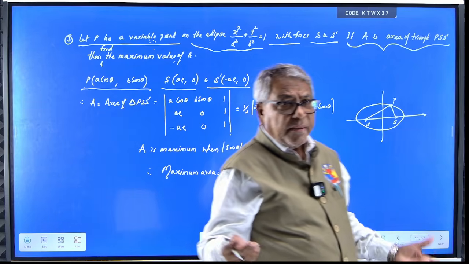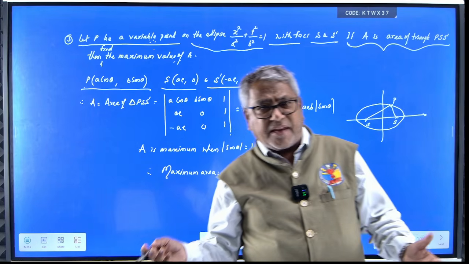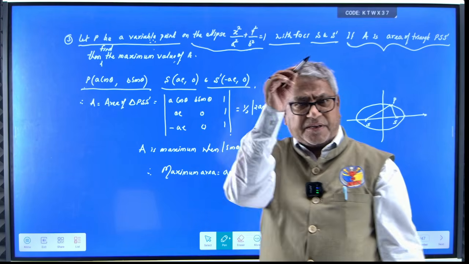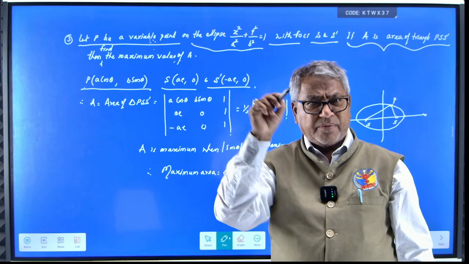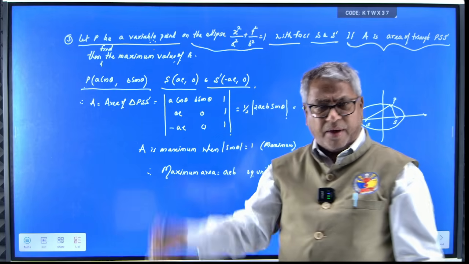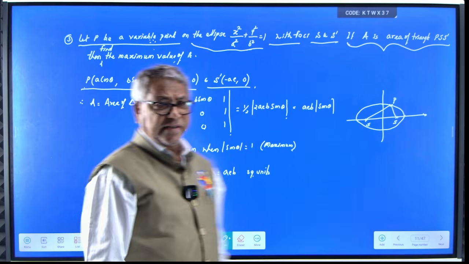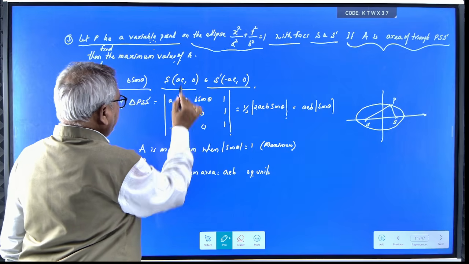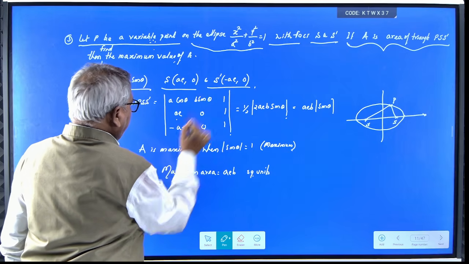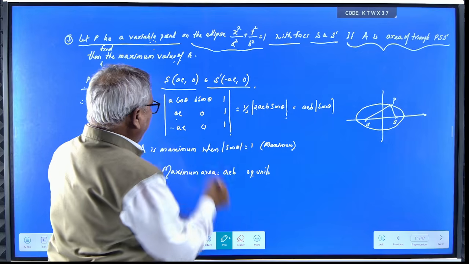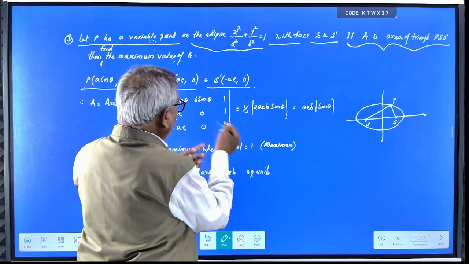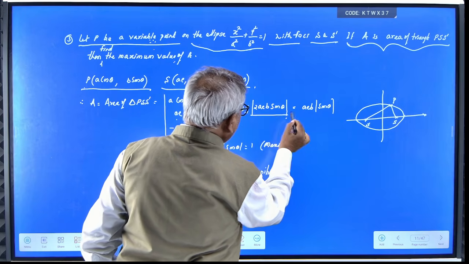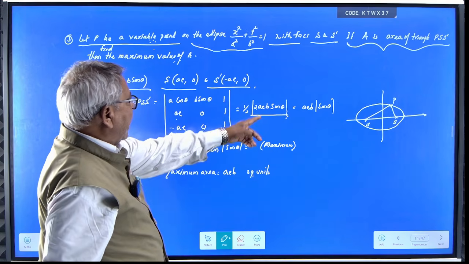As you know, if x1, y1, x2, y2 and x3, y3 are the vertices of a triangle, then the area of the triangle is given by half determinant x1, y1, 1, x2, y2, 1, x3, y3, 1. So the area of PSS dash becomes half determinant a cos theta, b sin theta, 1, ae, 0, 1, minus ae, 0, 1. Simplify it.